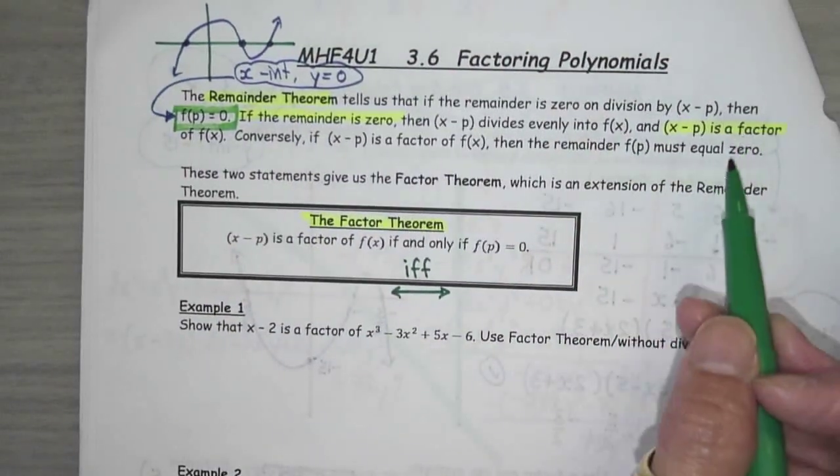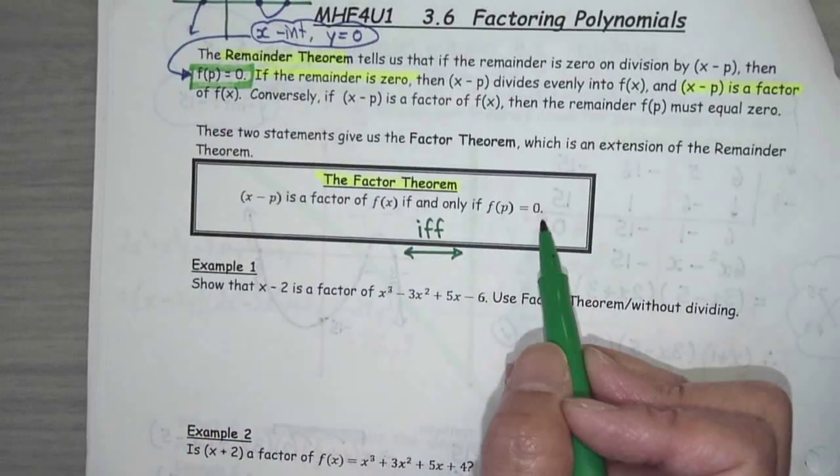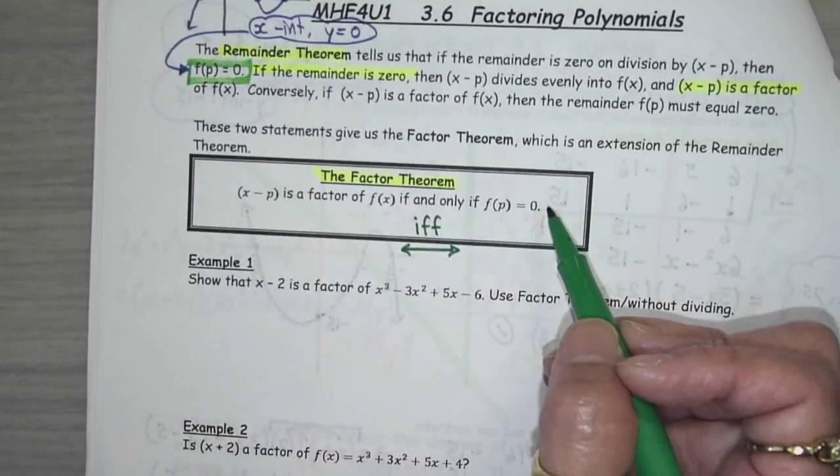So the factor theorem is this full circle. I know the remainder is 0, so when I put it in, I should get a y value of 0 because it ends up being one of the roots. If the y value is 0, I know it's a factor. If it's a factor, I know the y value is 0. So backwards and forwards. Okay.